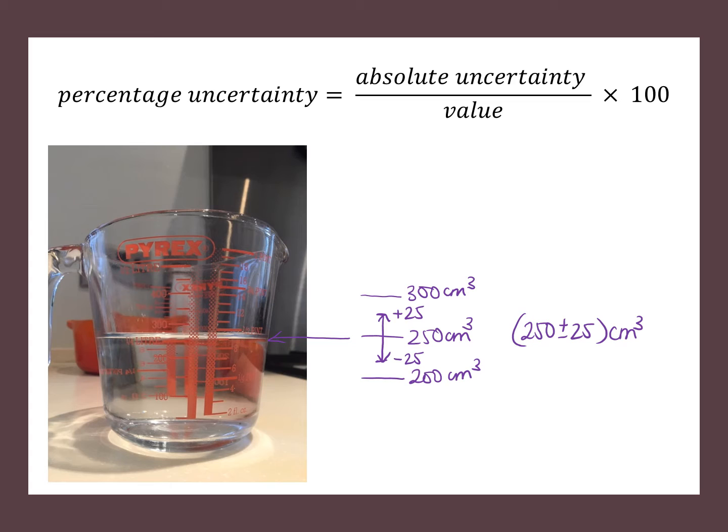So in this example, the absolute uncertainty is 25 centimetres cubed. The value measured was 250 centimetres cubed. Times that by 100, and that produces a 10% uncertainty in the measuring jug value.